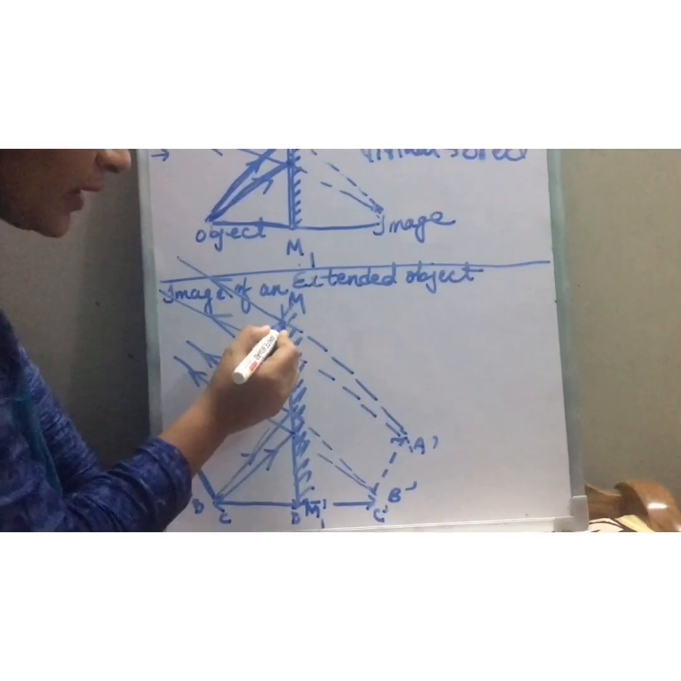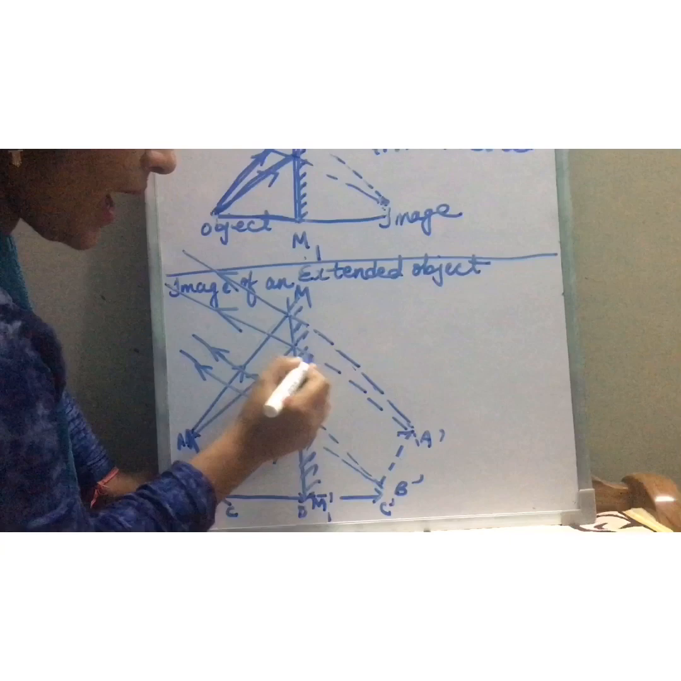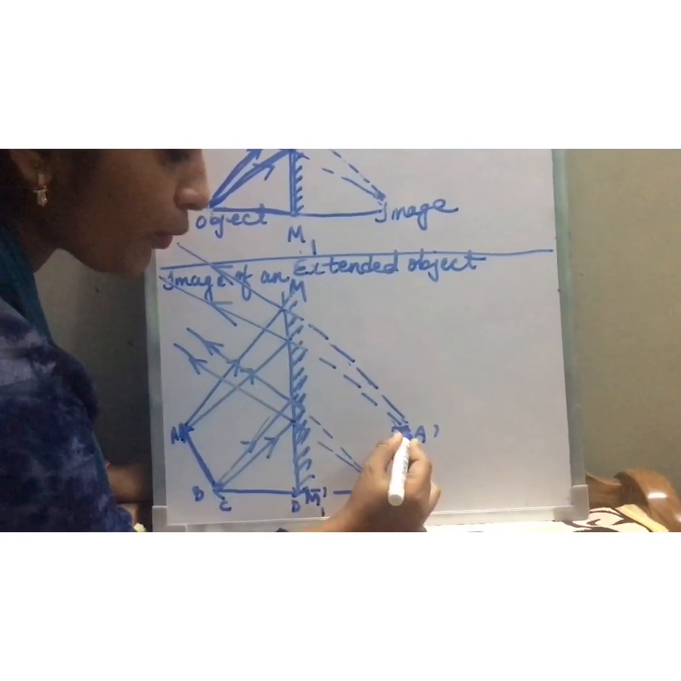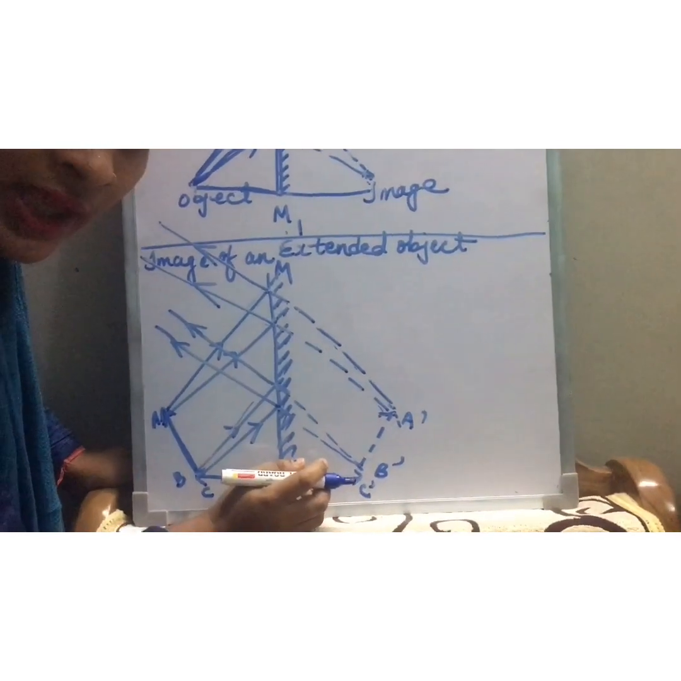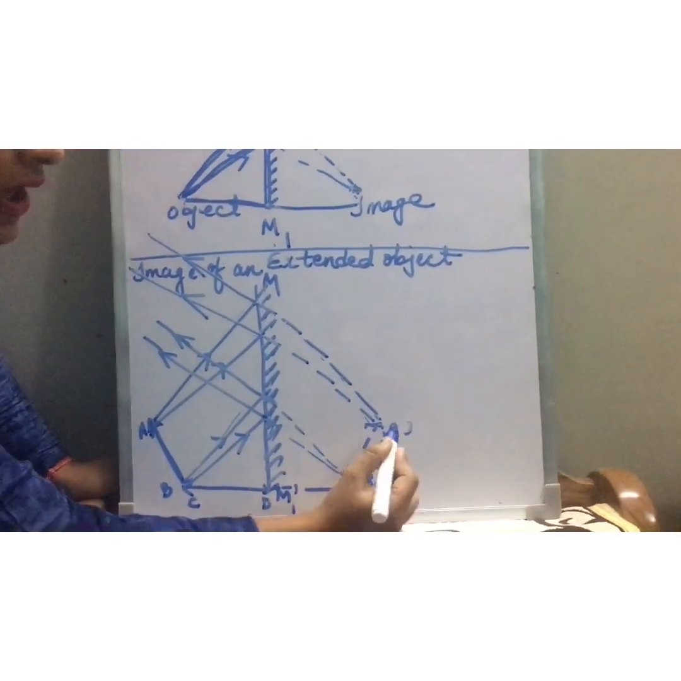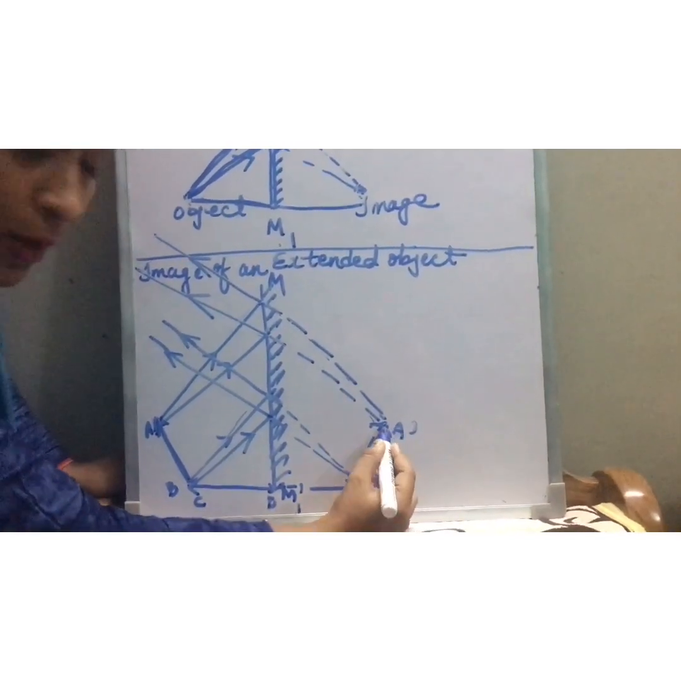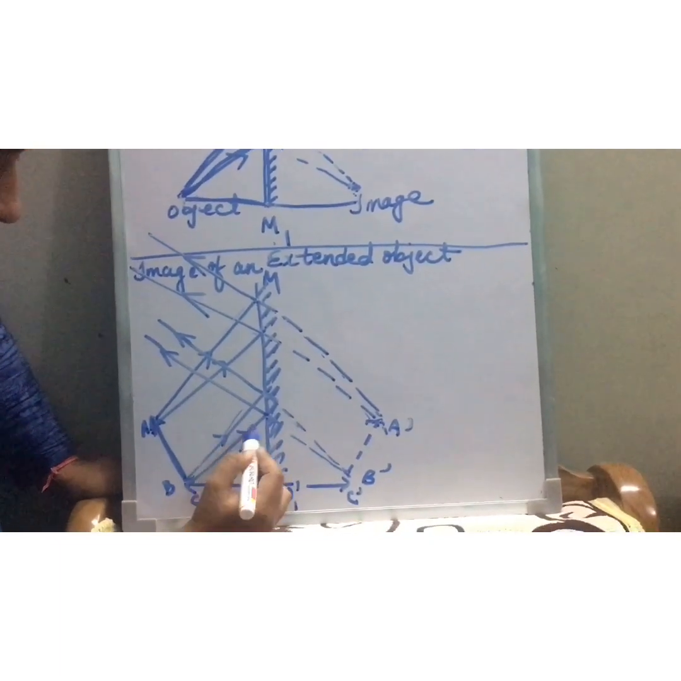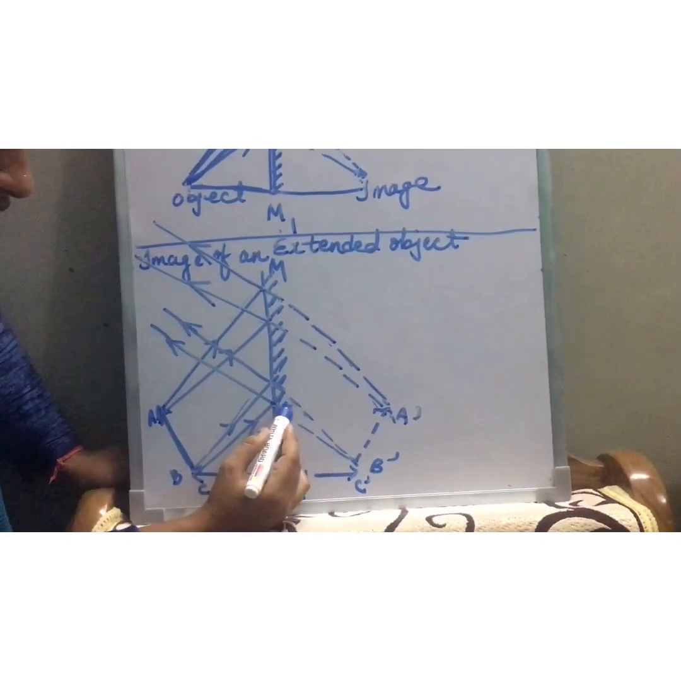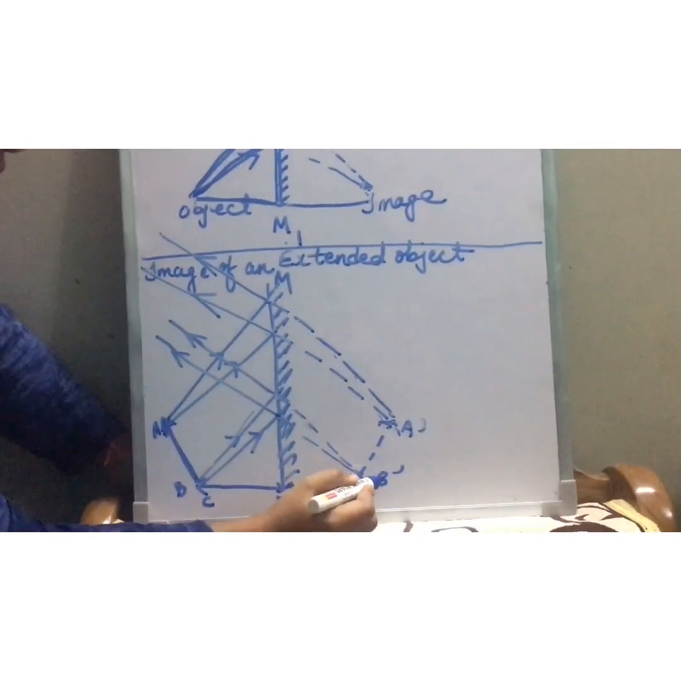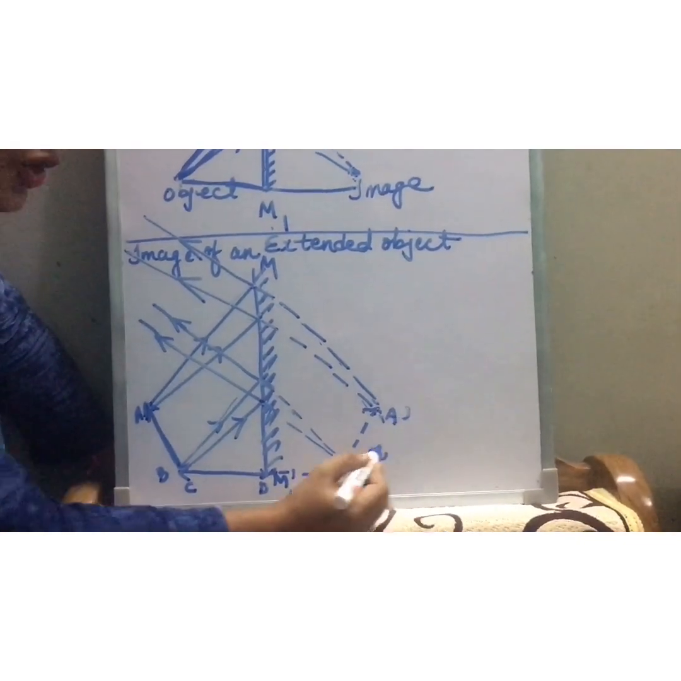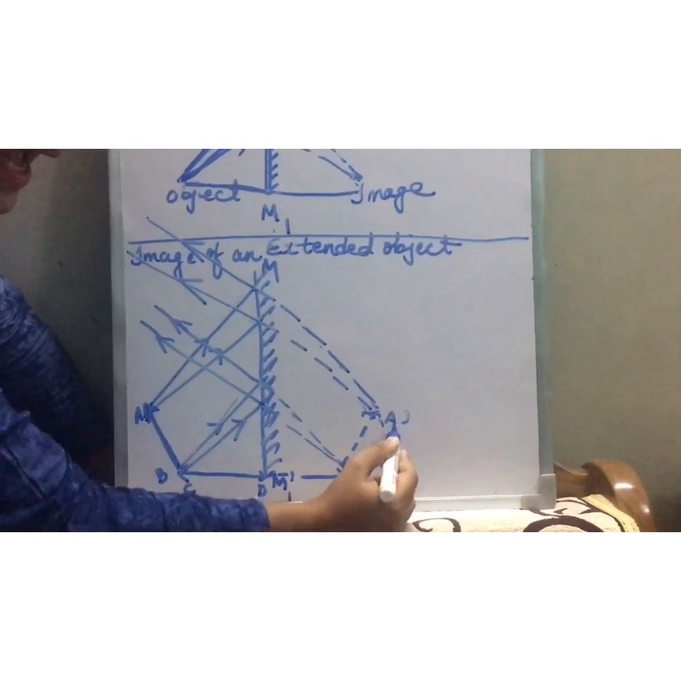So what will happen? These reflected rays, we will extend them back, and when we extend these two reflected rays, we get a point A dash. A dash means the top of the image. Likewise, when we extend back the reflected rays which are coming from the incident rays from B, we will get a point B dash. And likewise, we will get an image, A dash B dash.